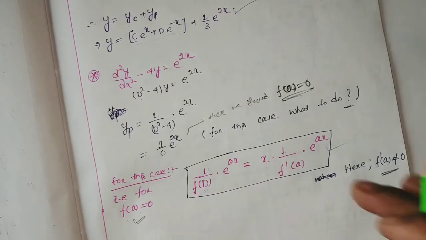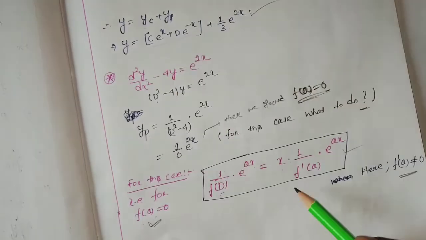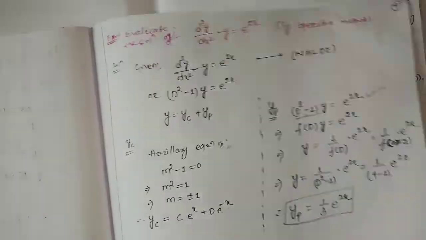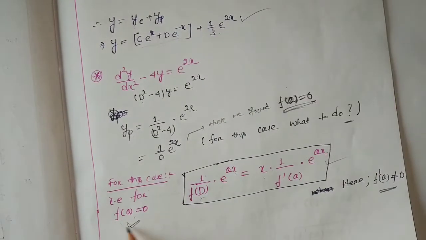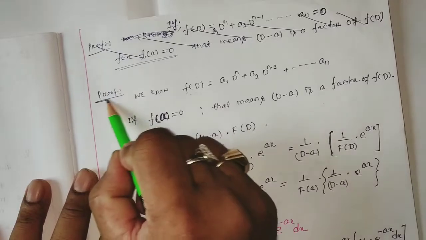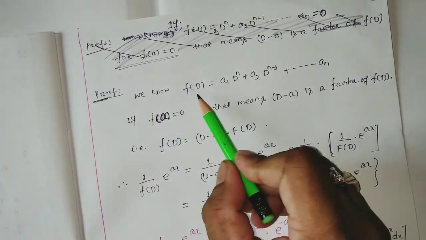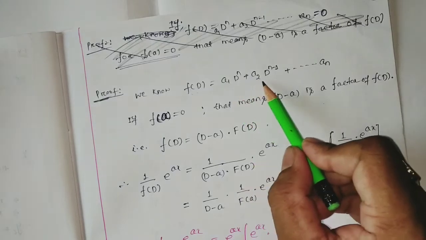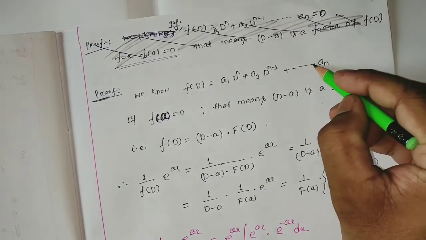First we have to prove, then we are going to solve this problem by using this method. So first we have to prove that this is equal to this one when f of a equals 0, right? We know that f of D equals a1 D to the power n plus a2 D to the power n minus 1, and so on up to plus an.